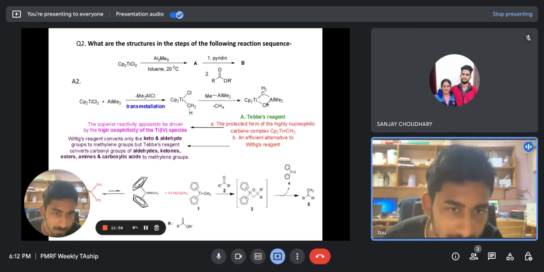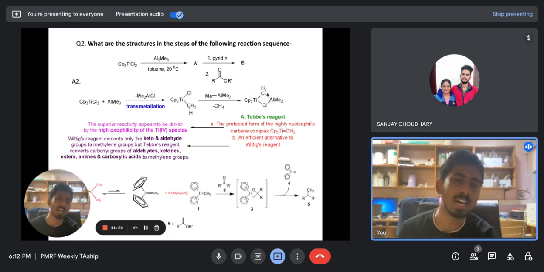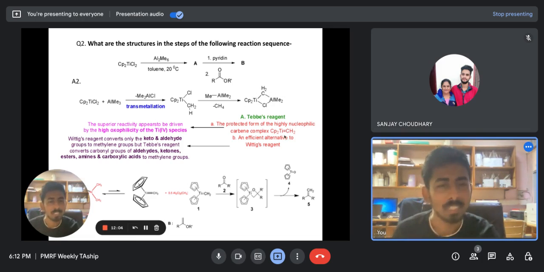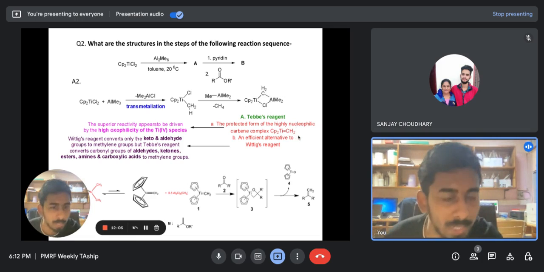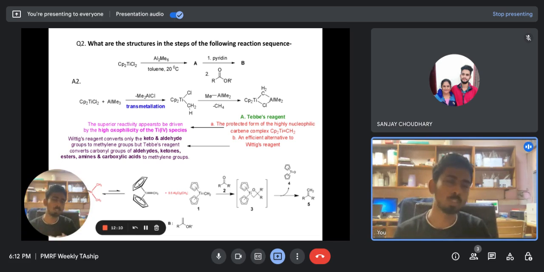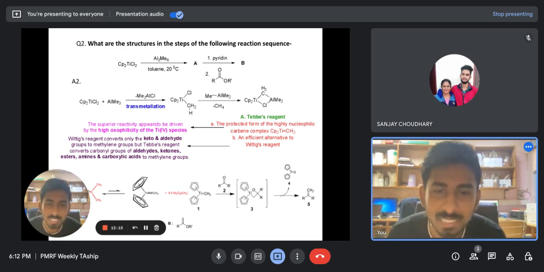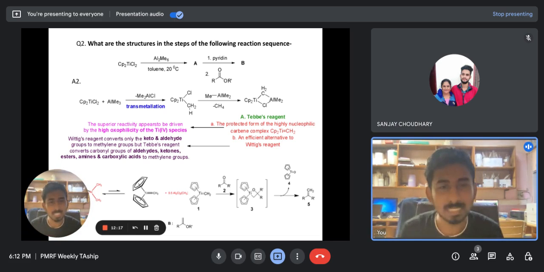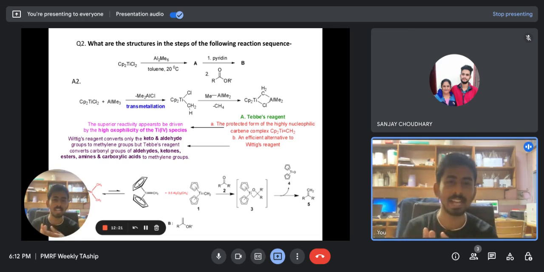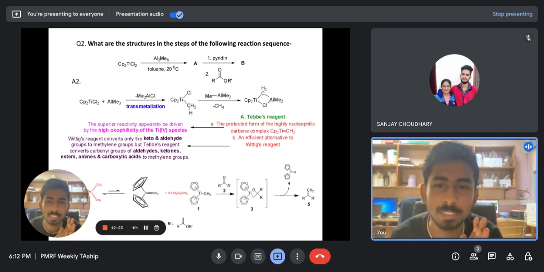And that will be performing the further steps. So here in the system you are seeing that this portion, Cp2Ti CH2, is the protected form, protected by this Tebbe reagent, and the active form is Cp2Ti+ CH2-. Now what happens in such cases? It is also an efficient alternative to the Wittig reagent. So what is Wittig reagent? We have already stated in the last slide that Wittig reagent is just like the phosphorus ylide, that is Ph3P=CH2.